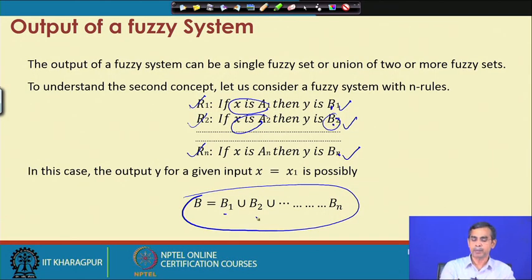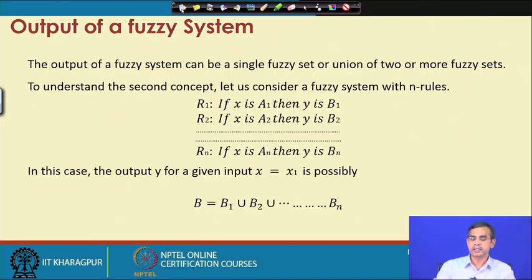So, it is a part of B1, part of B2, and if we take the union of all these parts, then finally it gives the total, what all these rules basically signify for the output. Now, here is the idea about how this kind of calculation is possible, and then their corresponding crisp value.